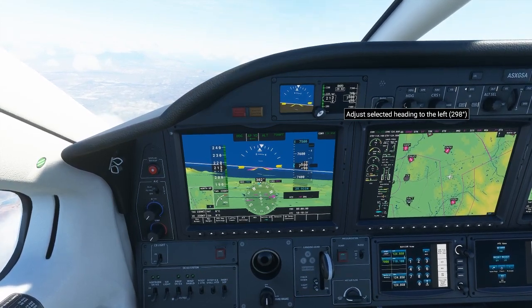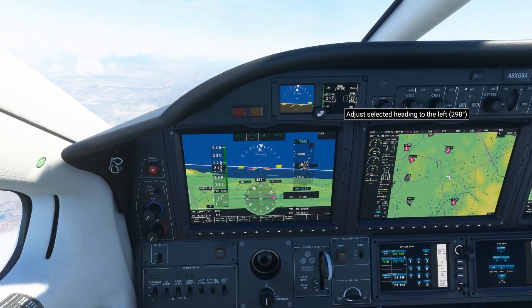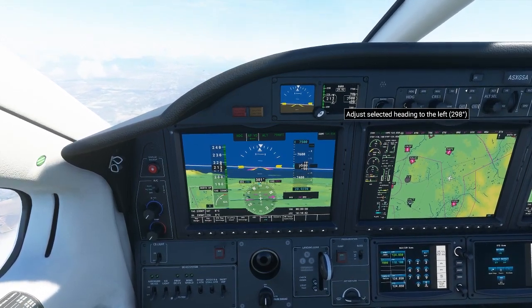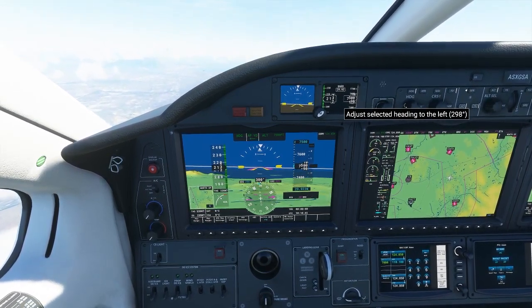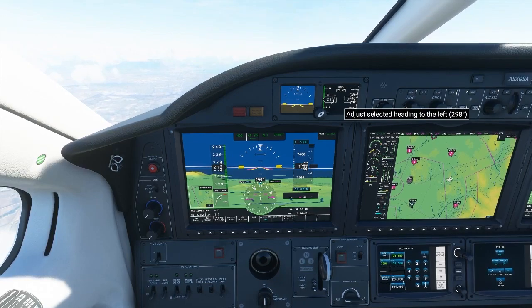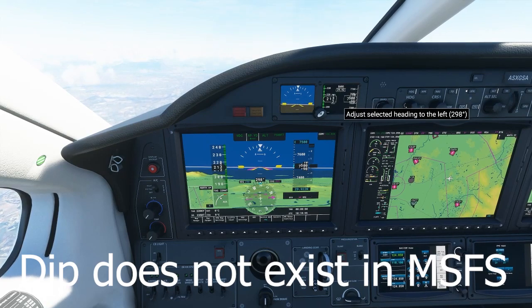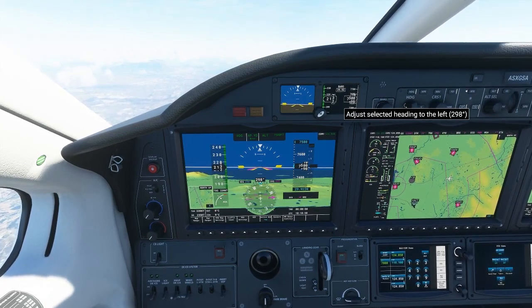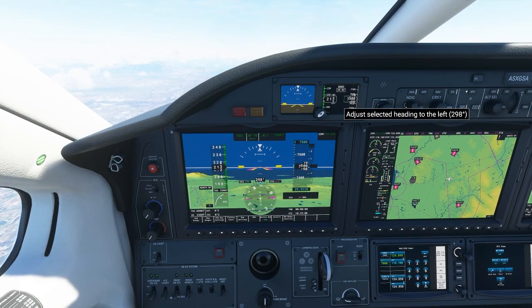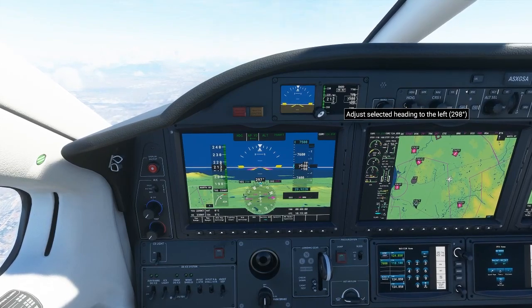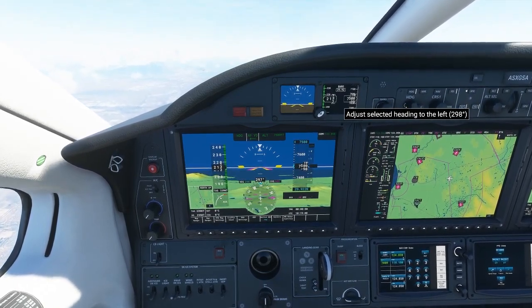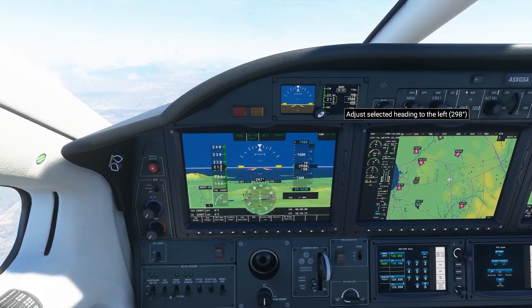The problems with NDBs are they can be quite tricky to use. In some ways they have what we call dip, so whenever you roll the aircraft, if you're trying to track an NDB, the dip will mean that it's harder. If you bank left, the dip will mean that the needle banks left as well. So it can be quite hard to figure out where you need to roll out sometimes, and you need to get used to your aircraft and when you need to roll out to track an NDB. So that's one of the downsides.